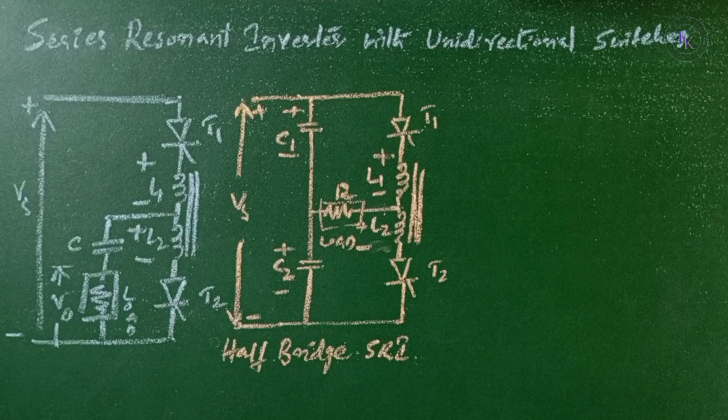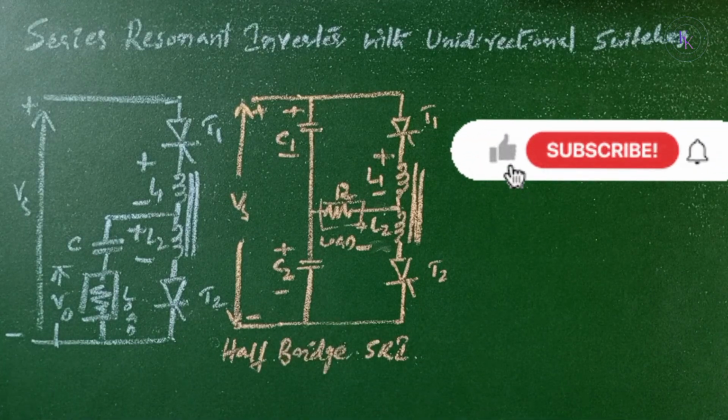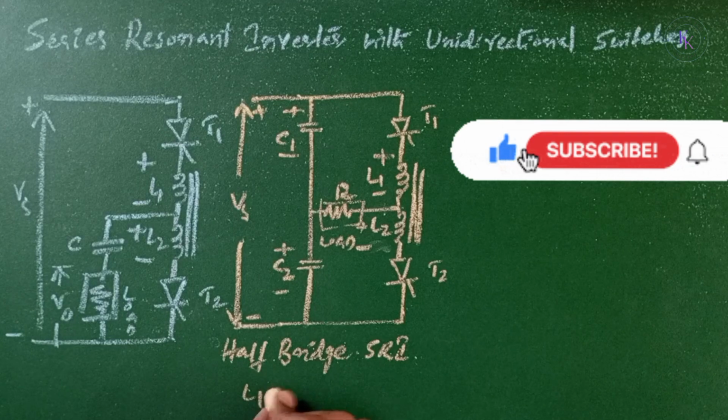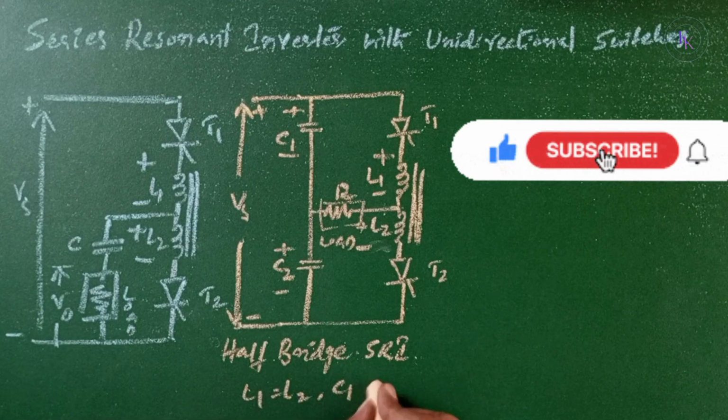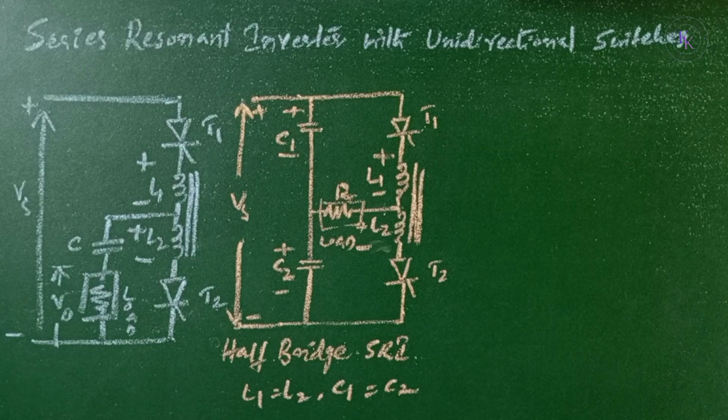The drawback of high pulsed current from the DC supply can be overcome in the half bridge configuration as shown here, where L1 equals L2 and C1 equals C2, and the power is drawn from the DC source during both half cycles of the output voltage. One half of the load current is supplied by capacitor C1 and the other half by capacitor C2.